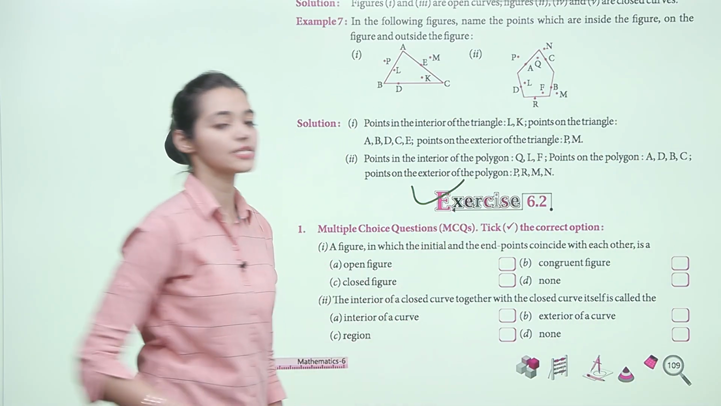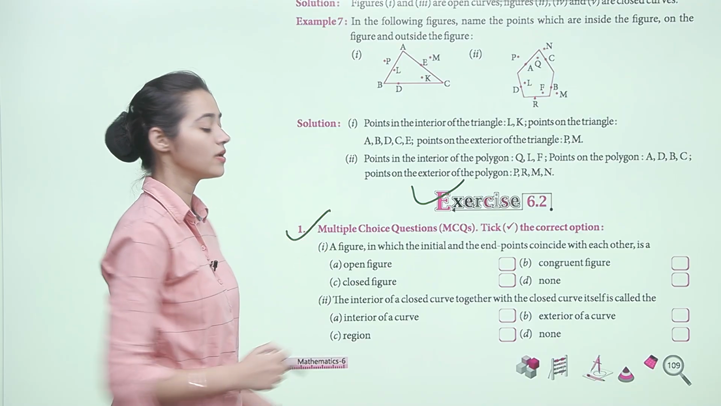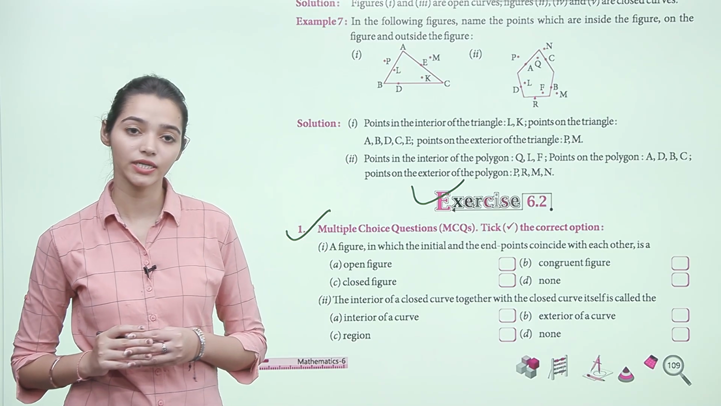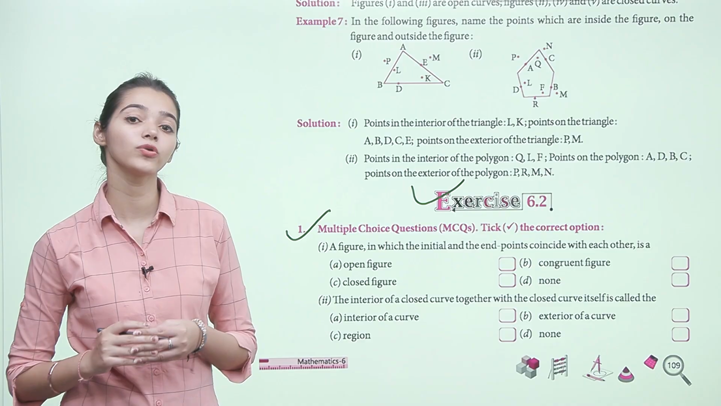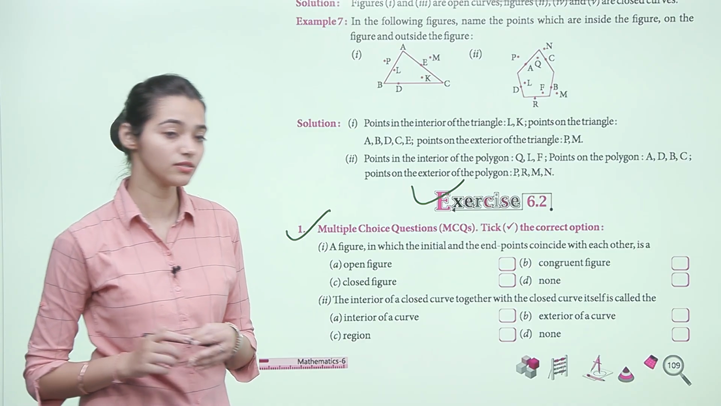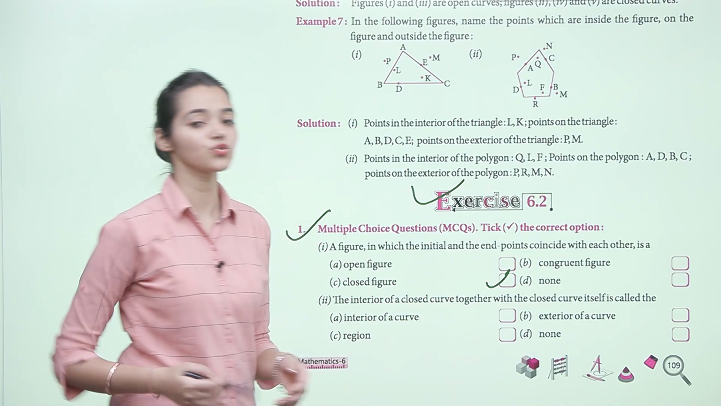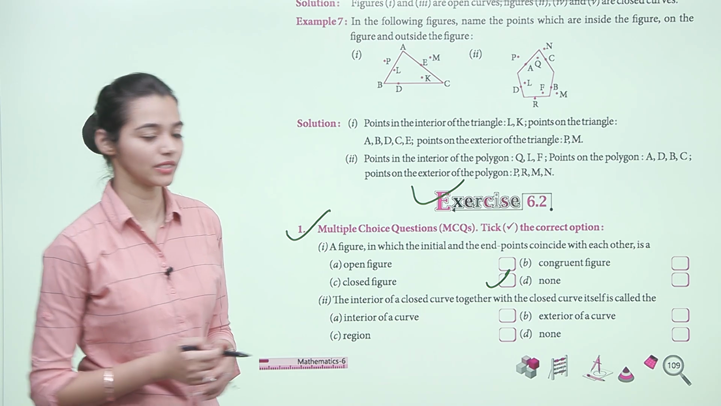Now let's start with exercise 6.2. In the first one, we have a multiple choice question. We have to take the correct answer. A figure in which the initial and end point coincide with each other is a closed figure. That's how you can complete the remaining part.